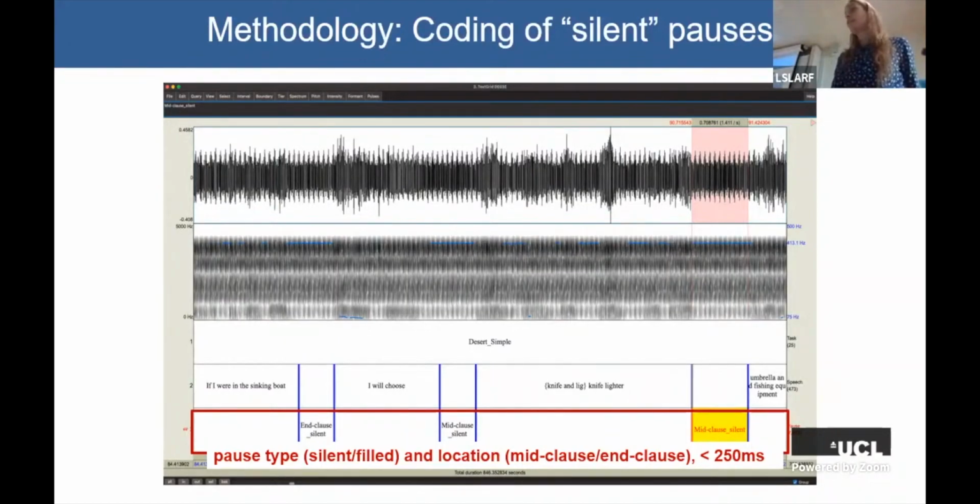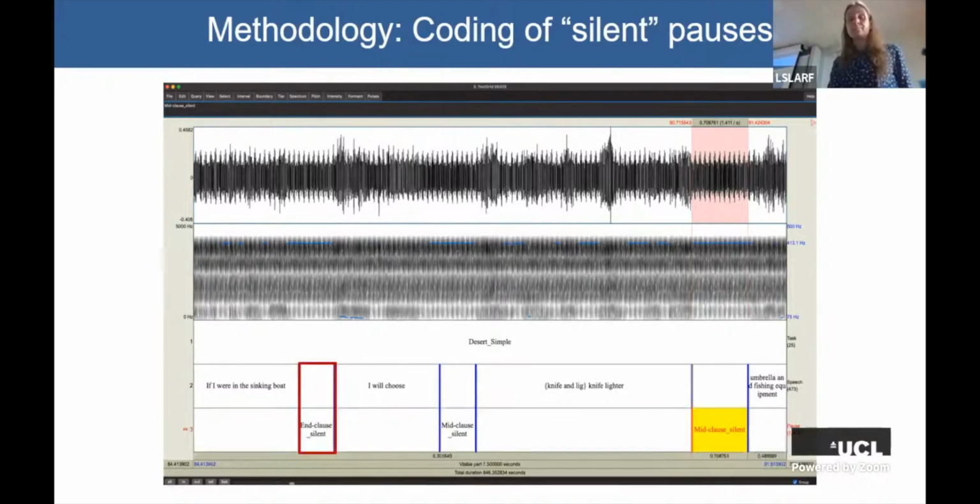There were relatively few filled pauses in our data set, so we only looked at silent pauses in our analysis. We also coded whether these pauses occurred mid-clause or end-clause, and our pause threshold was 250 milliseconds. This is the typical pause threshold adopted in speech production studies.